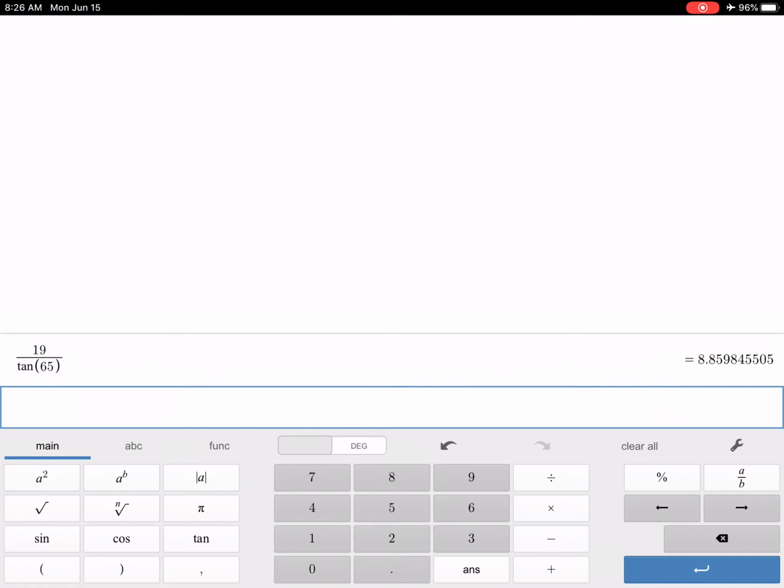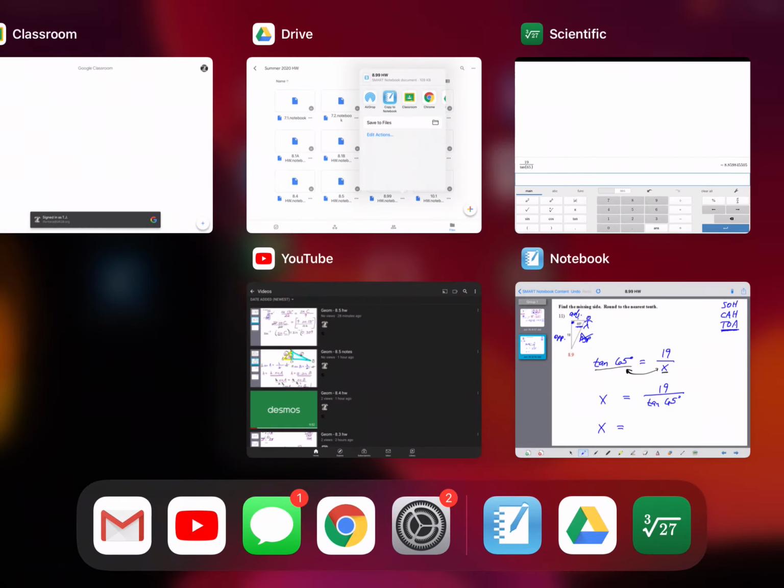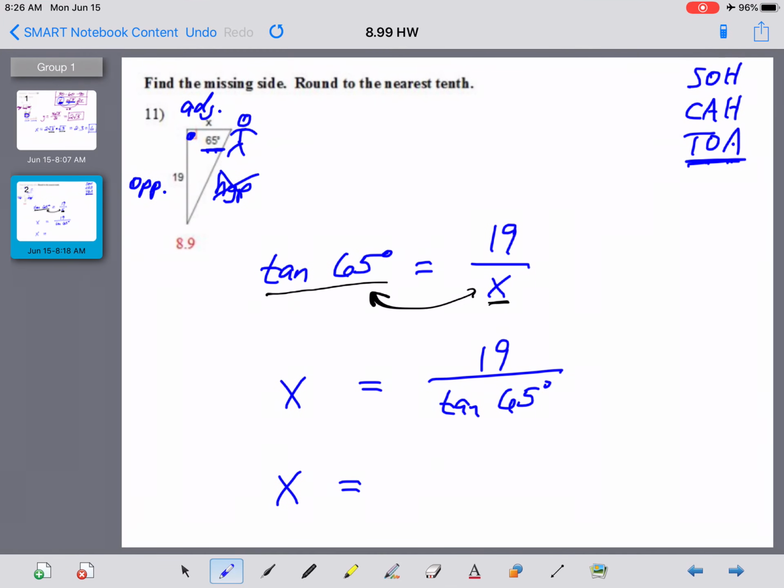Our directions here said round to the nearest tenth. So the 8 is in the tenths place. I look at the 5 that comes after it. That means I round that 8 up. So this is going to be 8.9 for our value here for x.